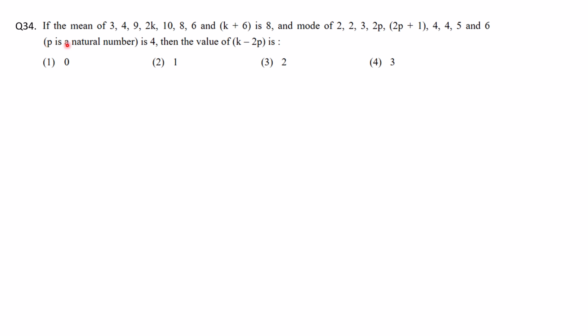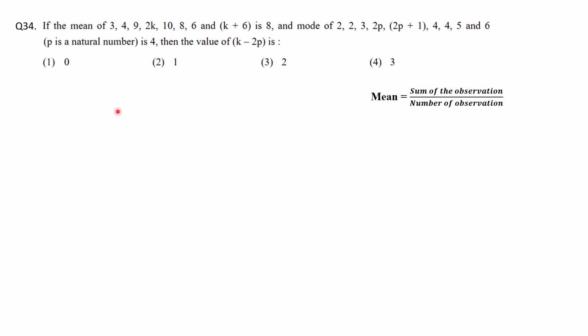Now question number 34. If the mean of this is 8 and the mode of this is 4, where p is a natural number, then find the value of k minus 2p. So let me give you a quick recap of what is mean and what is mode. Mean means average. How do you find average? Average you can find by using the formula sum of the observations divided by number of observations. So if you see these are the values, you have to add them and divide by how many data are there. If you count, there are 8 data, so the number of observations will be 8.